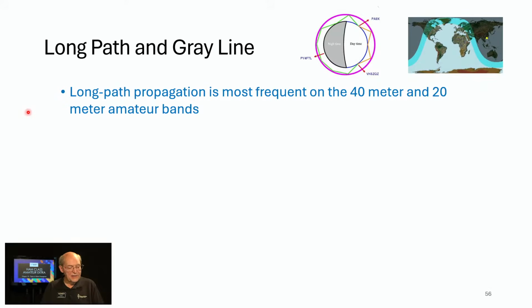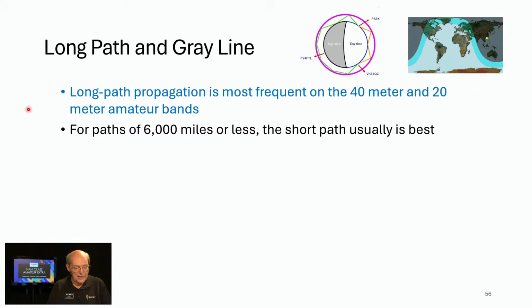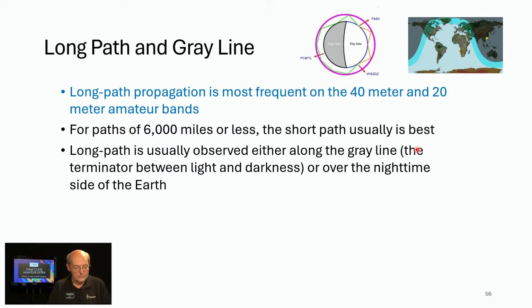Some more facts to know. Long path propagation is most frequent on the 40 and 20 meter amateur bands. For paths over 6,000 miles or less, the short path is usually the best because the signal will be stronger. And long path is usually observed either along the gray line or over on the nighttime side of the Earth.